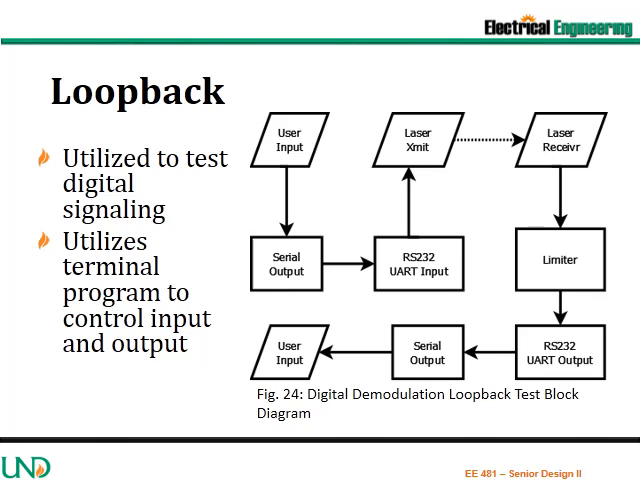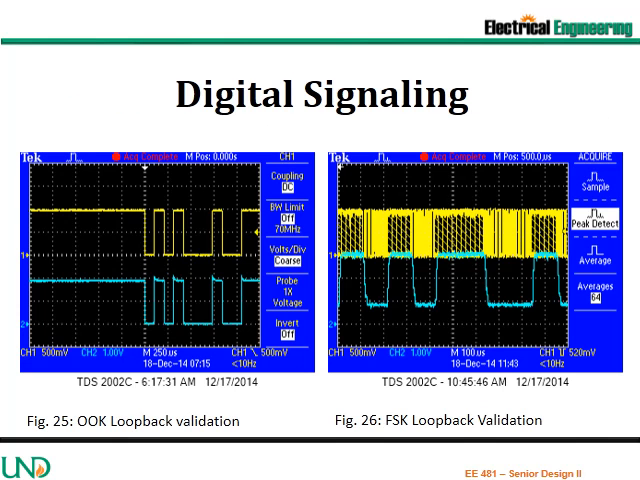The user connects to a serial port utilizing a terminal program. The transmission line of the RS-232 is coupled to the laser transmitter to transmit the information. As the information is received, it is then limited back to TTL levels and then fed back to the terminal program. We can see examples of the transmitted capital E in two types of transmission scenarios. On the left is on-off keying, and the right is frequency shift keying. The on-off keying method was found to be more reliable than the frequency shift keying with regards to signal recovery.